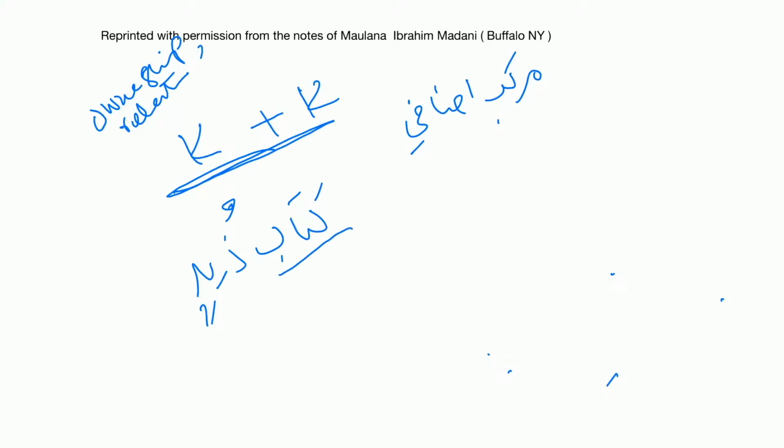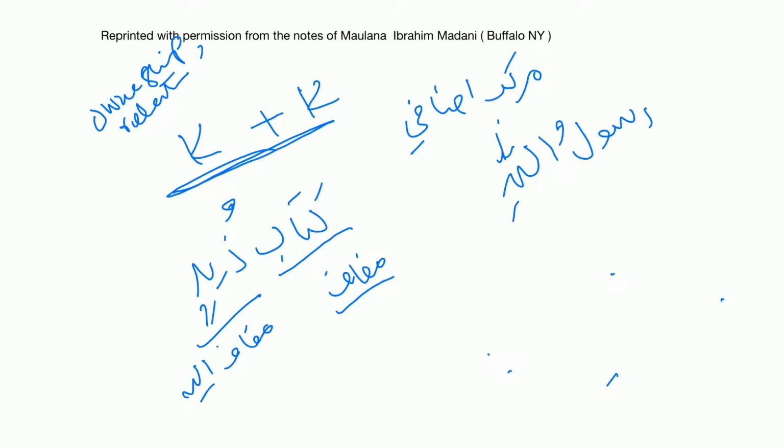So the first one is called mudaf, and the second one is called mudafun ilayh. Mudafun ilayh is the boss. The one to whom the idafat or the linkage is made is called mudafun ilayh. And the thing which is linked is called what? Mudaf. Okay? Kitabu Zaydin. For example, if I say Rasulullahi, which one is mudaf? Rasul is mudaf. Okay? And Allah is mudafun ilayh.